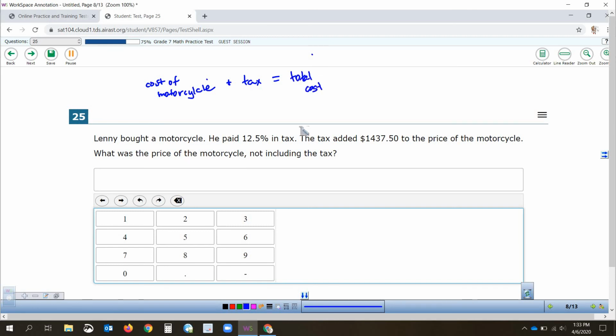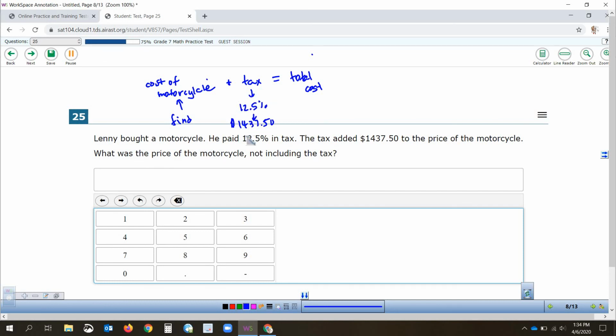total cost. Now, what did they tell us? They told us that that tax was 12.5%, and they told us that that tax was 1437.50. And what did they ask us to find? The price of the motorcycle, not including the tax. So that is what we are trying to find. So what can we do here?